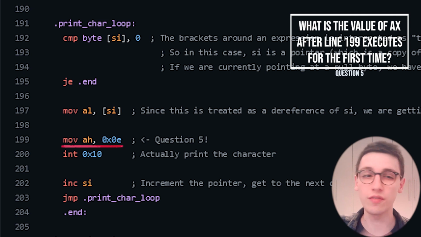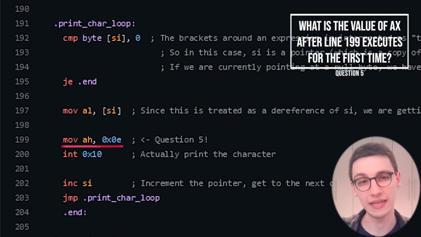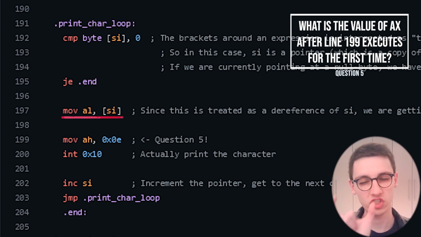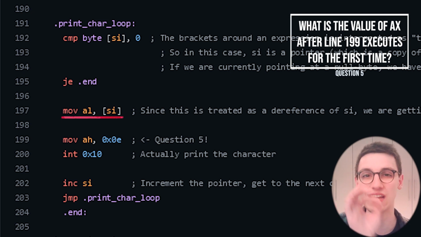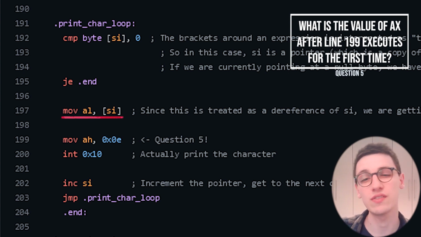Thus, we get the first part of AX for free. Now we need to figure out what AL will be, and the line before this one gives something away. MOV AL, [SI]. This means we're moving the value that SI points towards into AL. But where does SI get its value from?